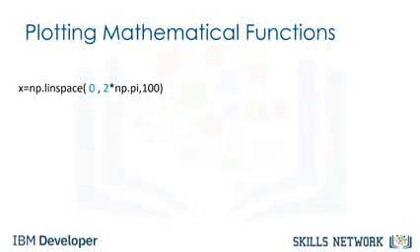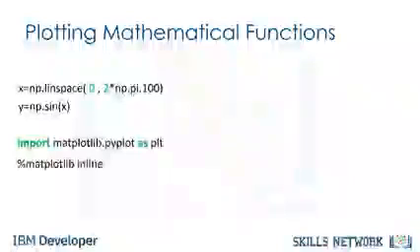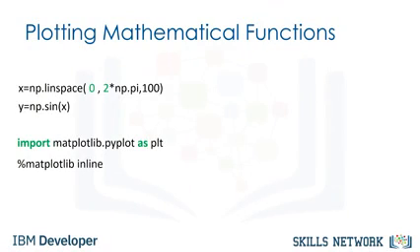We can use the function linspace to generate 100 evenly spaced samples from the interval 0 to 2 pi. We can use the numpy function sine to map the array x to a new array y. We can import the library pyplot as plt to help us plot the function. As we are using a Jupyter notebook, we use the command matplotlib inline to display the plot.